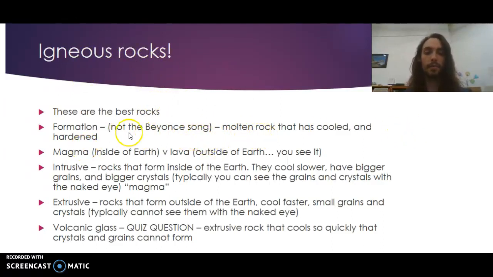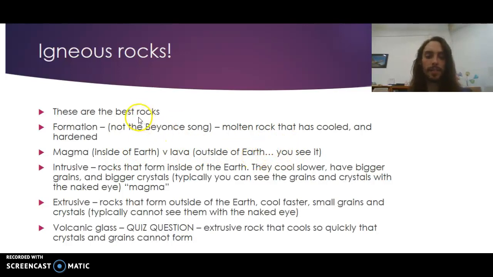So, we've got magma and we've got lava. Magma is inside of the earth. You cannot see it, okay? So, just remember that. Magma is inside of the earth. Lava is outside of the earth. That's the stuff you see. That's that beautiful orange, fiery looking liquid.